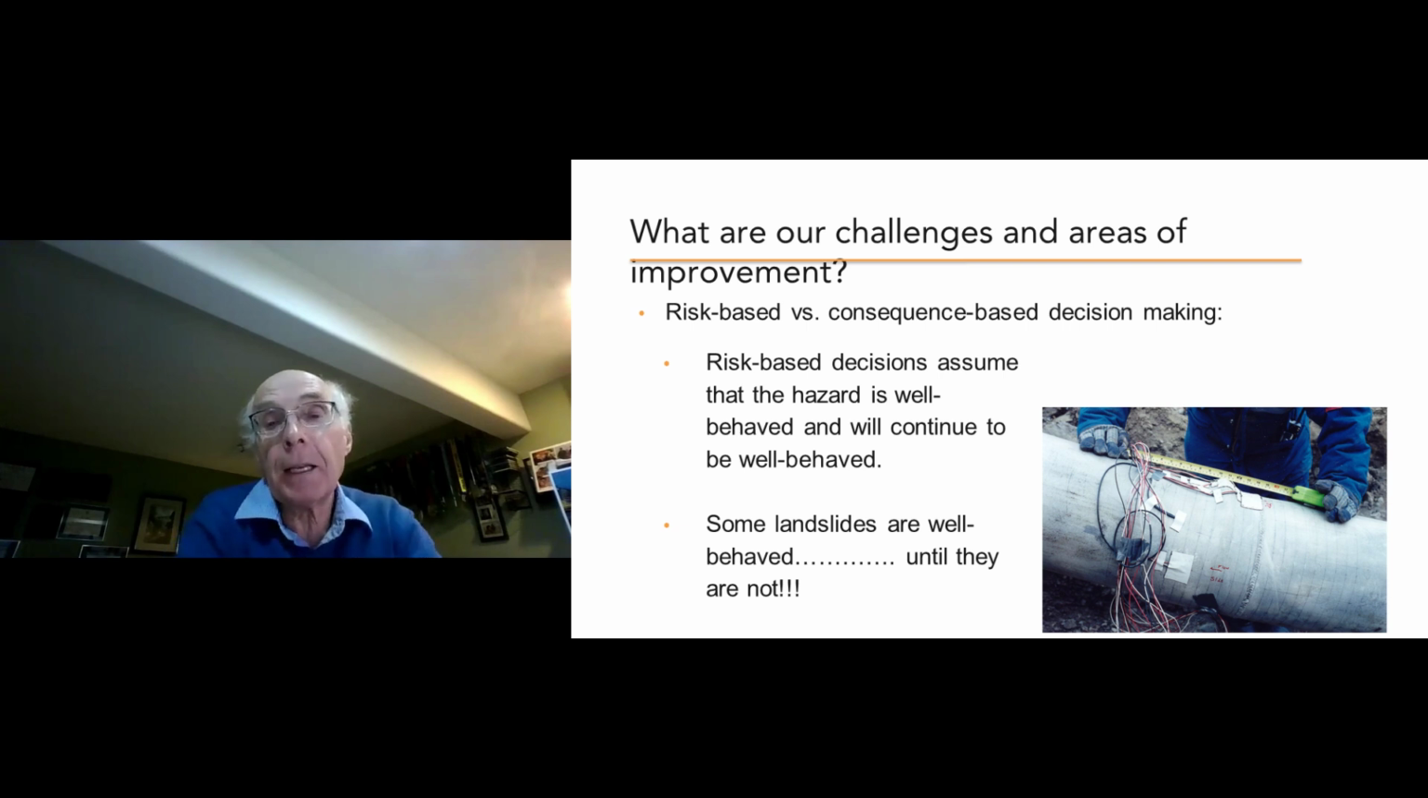Now, the final topic that I'd like to talk about, and as I say, it's not necessarily a soil-pipe interaction problem directly or specifically, is this idea of risk-based versus consequence-based decision-making. We embraced risk-based decision-making in the 1990s, and it served us very well. Risk-based decision-making assumes that the hazard is well-behaved and will continue to be well-behaved. And so specifically in the case of creeping landslides, we apply this concept. The problem is that some landslides are well-behaved until they're not.